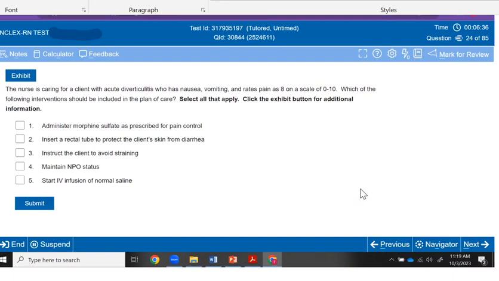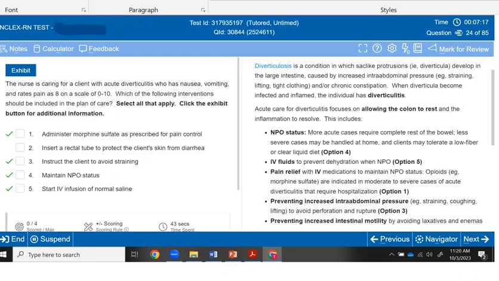Stop your recording, and then we will resume the recording. All right, everybody. Hopefully you had a little bit of time to think. When we're looking at this, we have to make sure we really pay attention to what it says: what interventions should be included in the plan of care for this patient. Obviously, one, administer morphine as prescribed for pain. Remember, I told you they have a lot of pain.